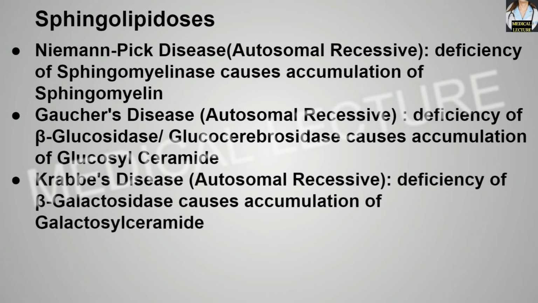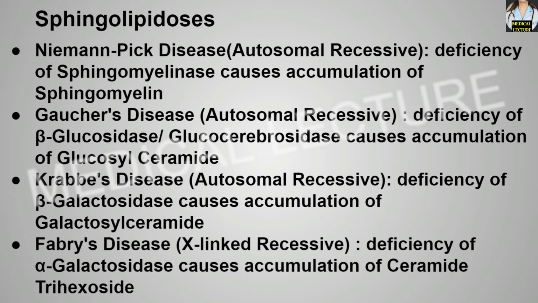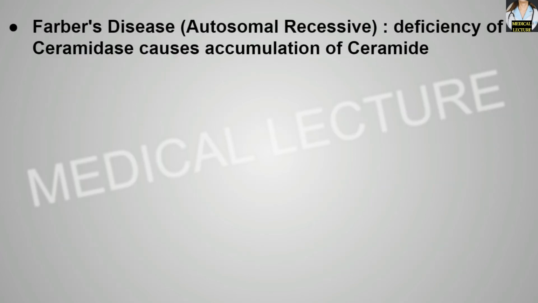Krabbe disease is an autosomal recessive disorder, and there is deficiency of the beta-galactosidase enzyme, which causes accumulation of galactosylceramide. Fabry's disease is an X-linked recessive disease, and there is deficiency of the alpha-galactosidase enzyme, which causes accumulation of ceramide trihexoside. Farber's disease is an autosomal recessive disorder, there is deficiency of the ceramidase enzyme, which causes accumulation of ceramide.